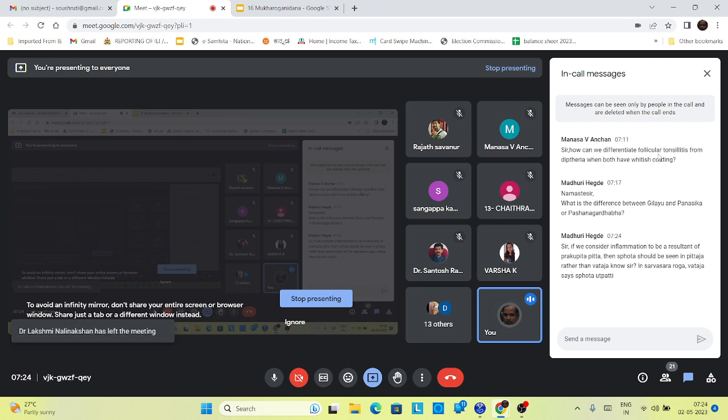Then what's the difference between Gilayu and Panasika or Pashana Gardhava? See, Pashana Gardhava is seen on the surface, it's Kshudraroga, and more of myxoma. And Panasika also is a localized tumor which can be presented anywhere. When we say Panasika, in the Kshudraroga it's mentioned that the location is not specified. But when a similar lesion is seen in the gala, it's a Gilayu. So depending upon the location, you give the names as such.